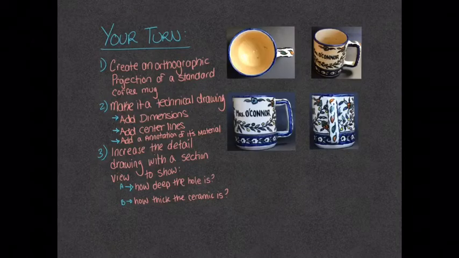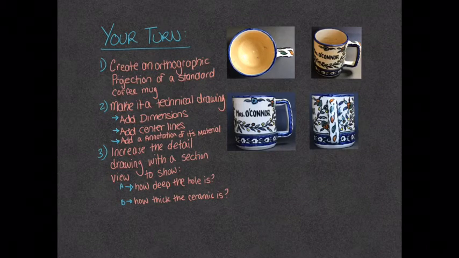So now it's your turn. Notice I have a standard coffee mug here. Granted, mine says my name on it. You're going to find a basic coffee cup, and that's what you're going to use your dimensions for. You're going to create an orthographic projection of that standard coffee cup. Try to keep it as close to what my coffee cup looks like. Make it a technical drawing. Add dimensions, your center lines, and add an annotation of what the material is that makes up that coffee cup.